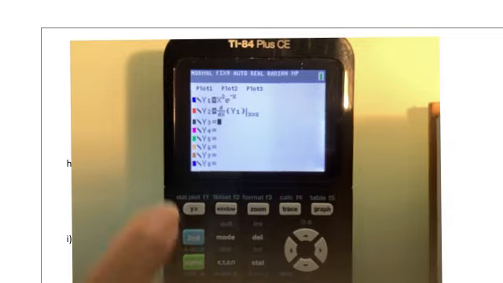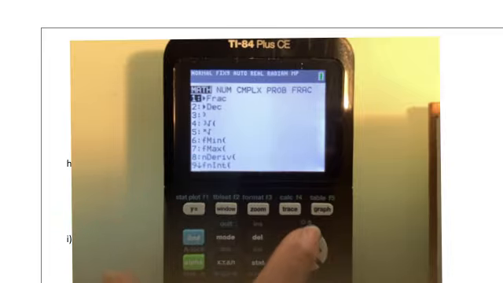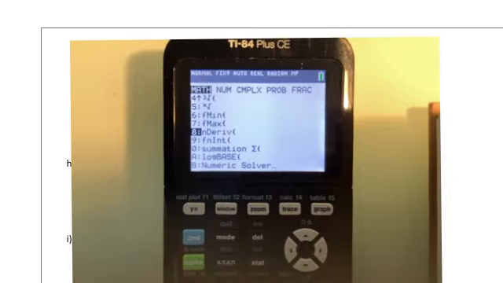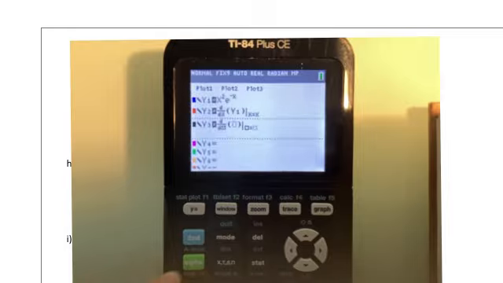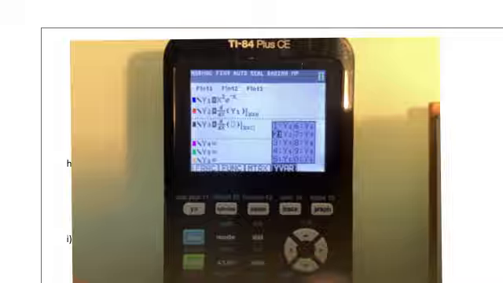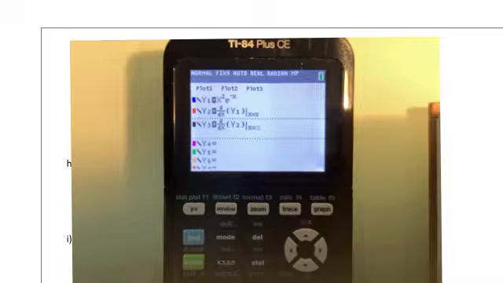Okay, so now y2 is the derivative of y1, and I'll do that again to make y3 the derivative of y2. So then d dx, and then x, and then now I want alpha trace y2, and x equals x.